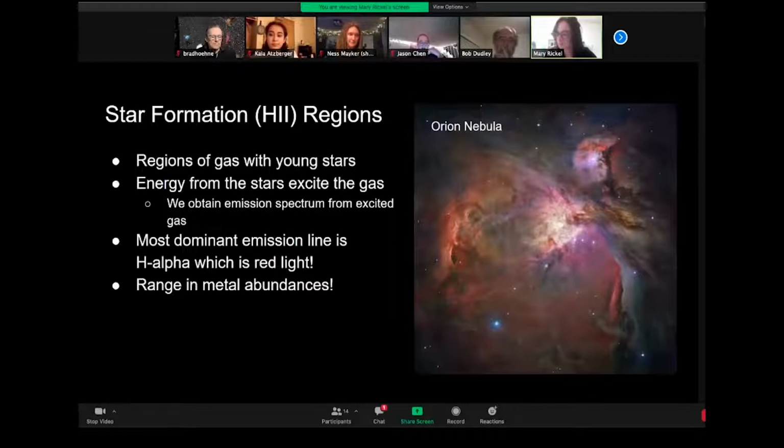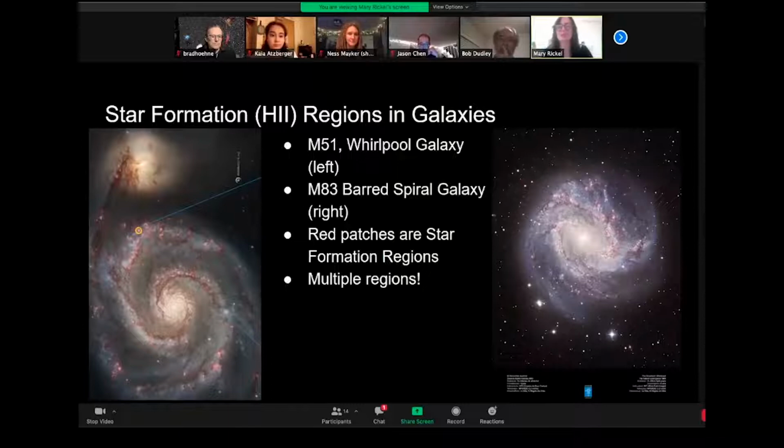Okay. And here's some lovely, pretty pictures. H2 regions are nice, fun pictures in astronomy. On the left, we've got the Whirlpool Galaxy, which is M51. And we can see that there are those little patches of red light. And it's in these patches of red light that we see a lot of star formation. And then on the right, we have M84, which is the Barred Spiral Galaxy. And we find that both of these galaxies have a variety of different areas where there's a lot of active and recent star formation.